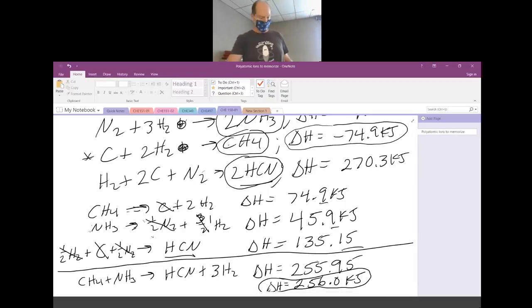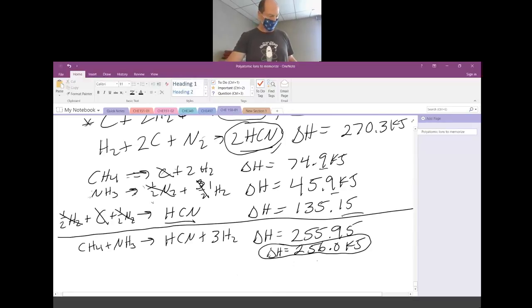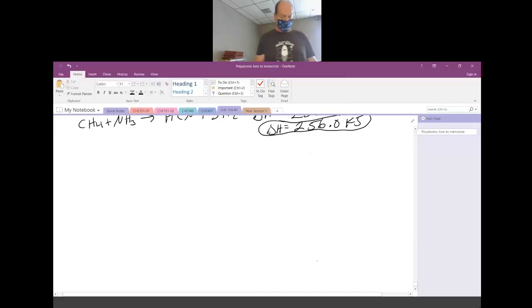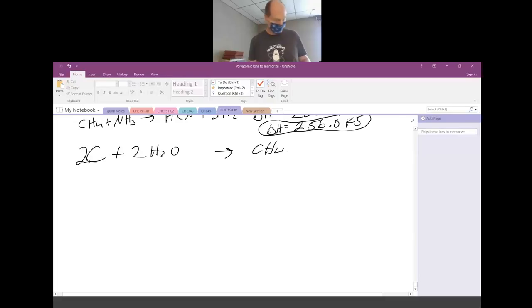Another one like that. All right, so here is another problem using Hess's law. You have 2 carbon plus 2 waters yields CH4 and CO2. All right, so I want the delta H for this reaction.